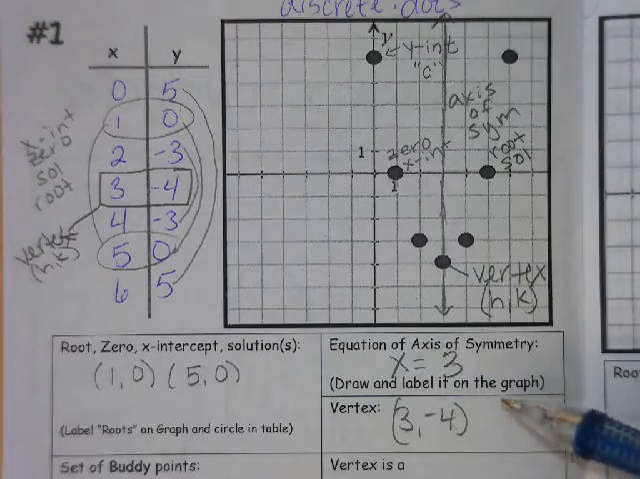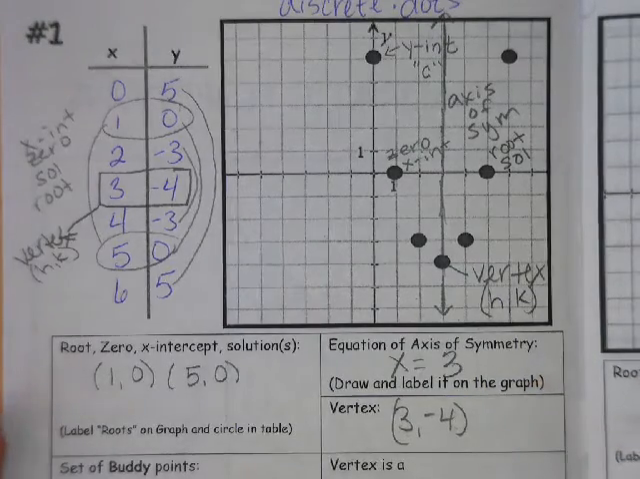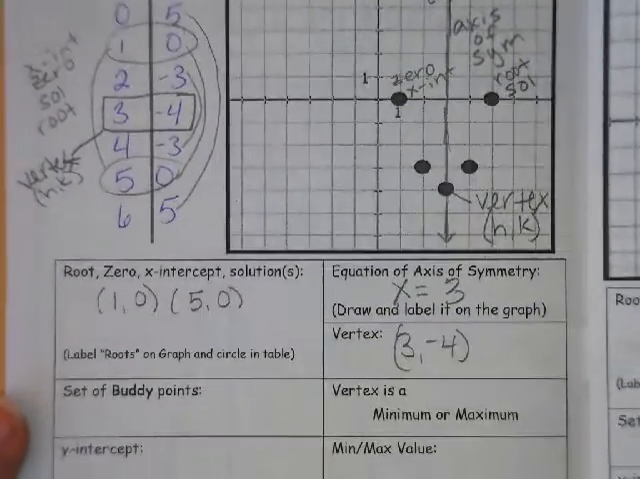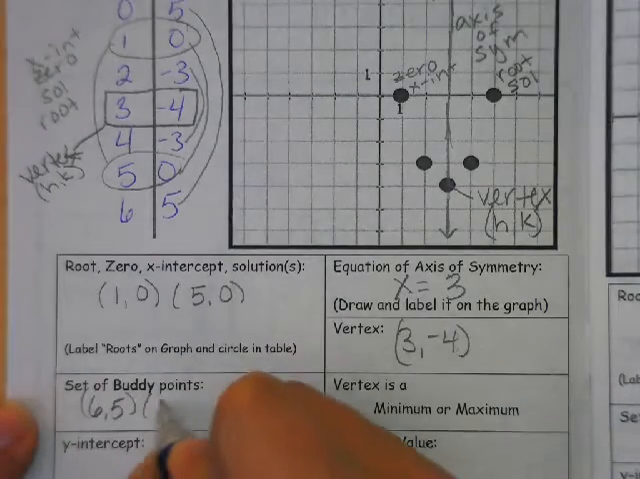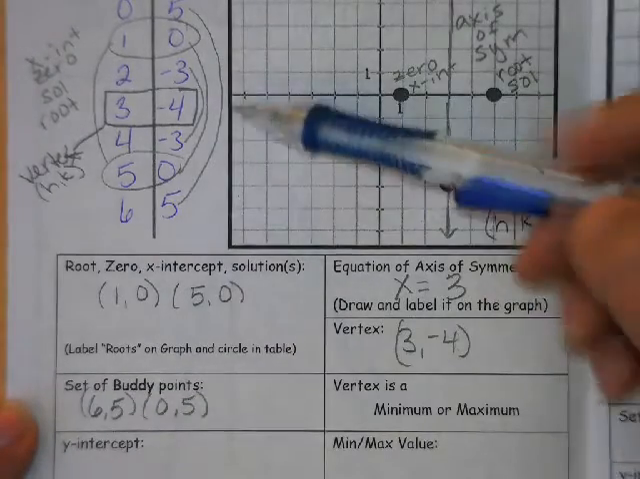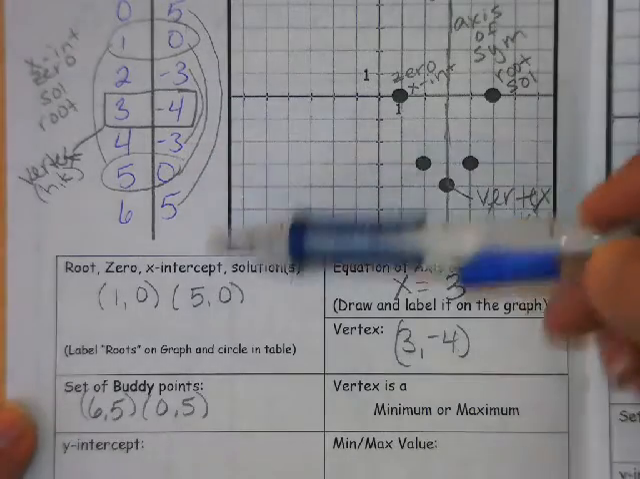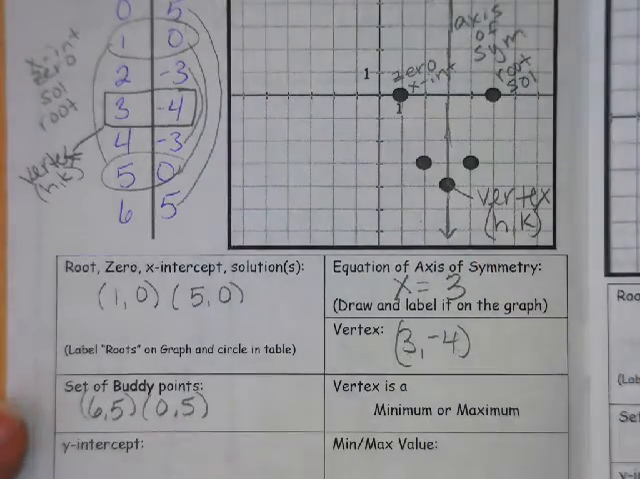Okay? Give me a set of buddy points that we see. (6, 5), good, and (0, 5). Very nice. You could write (2, -3) and (4, -3). You could even write your roots again.